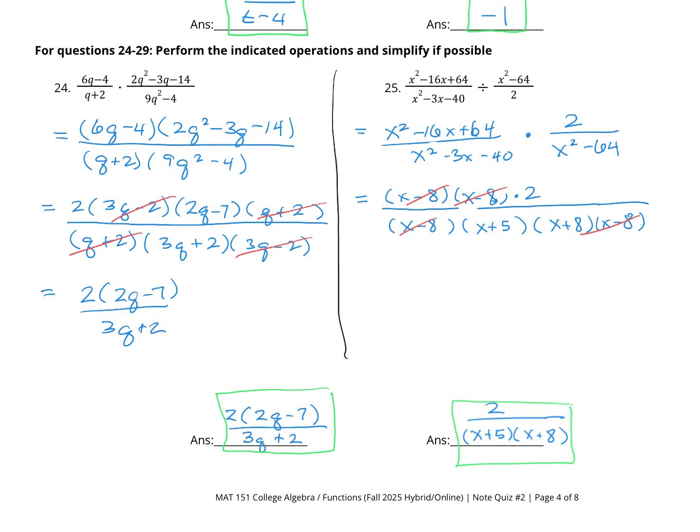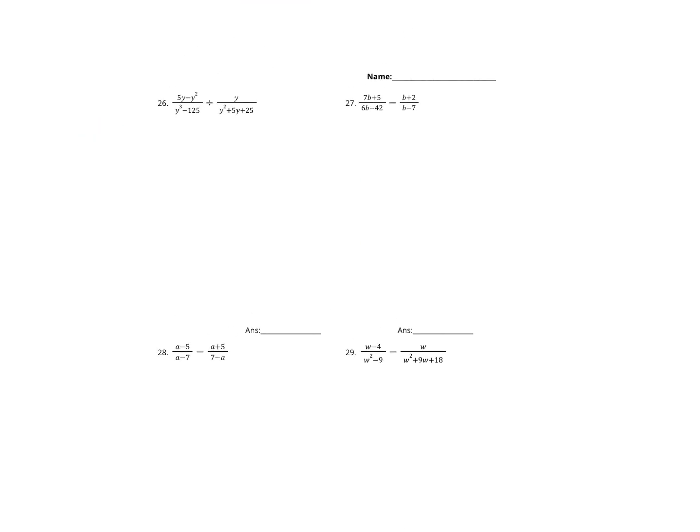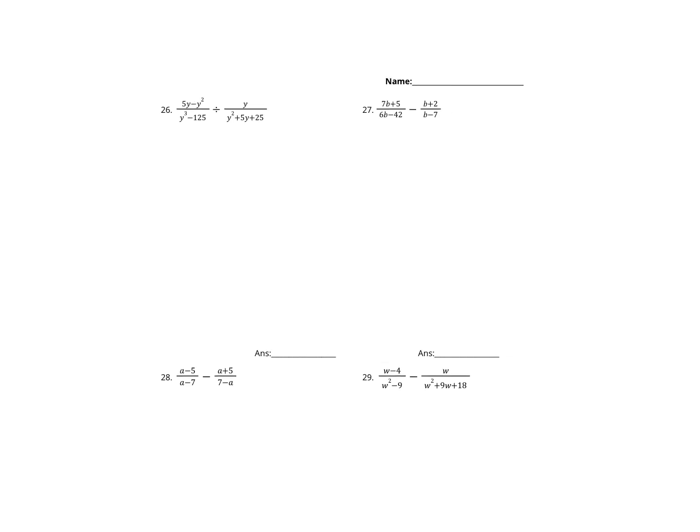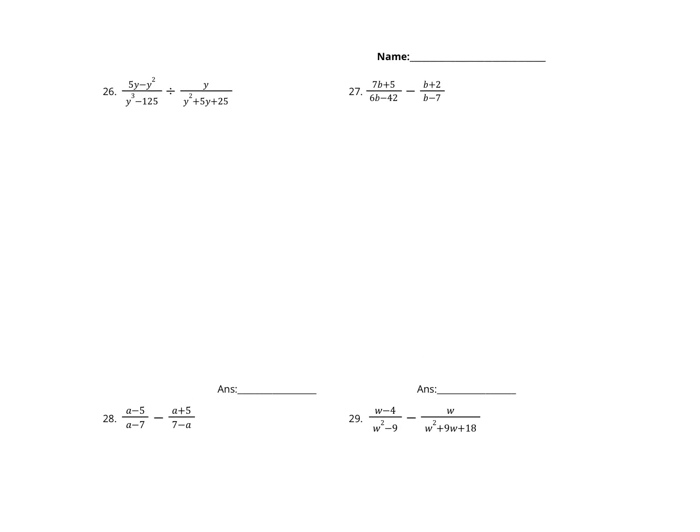All right, so let's move on to the next page. And the next page is going to have us doing a combination of different operations. The first problem is a division that we just looked at earlier. That's going to have us dividing. So first up, we're going to go in and rewrite this as a multiplication problem. That's 5y minus y squared over y cubed minus 125 times the reciprocal, which is now y squared plus 5y plus 25 over top of y. So again, every division turns into a multiplication of the reciprocal.